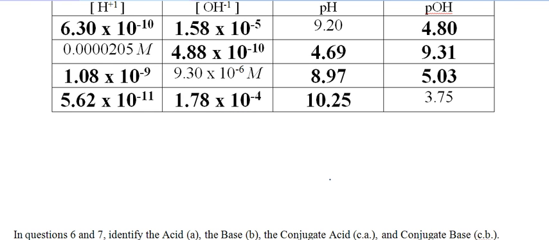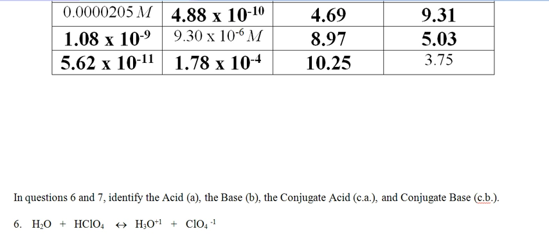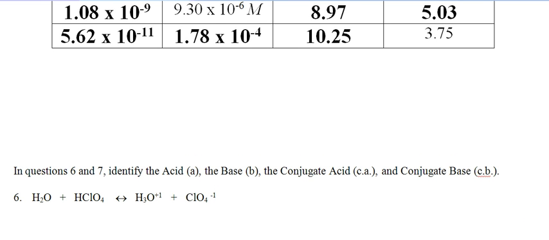All right, in questions 6 and 7, identify the acid, the base, the conjugate acid, and the conjugate base. Here's what we have to do on questions like this. We have to look at the before and after. Acids and bases can only be on the reactant side, or the left side, and conjugates can only be on the right side, or the product side. Acids behave as acids, bases behave as bases. Acids donate hydrogen, whereas bases accept hydrogen.